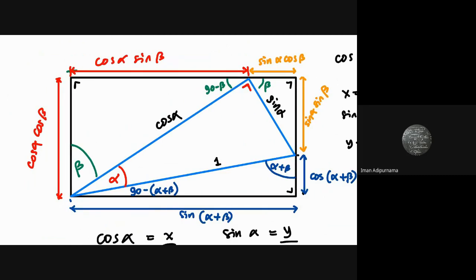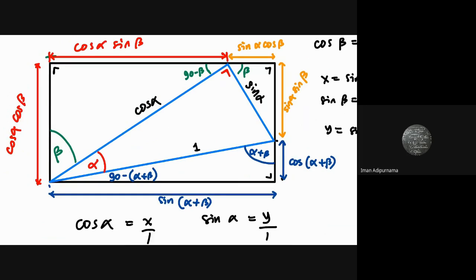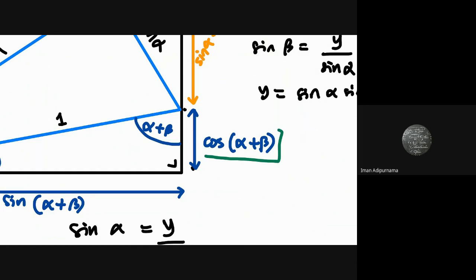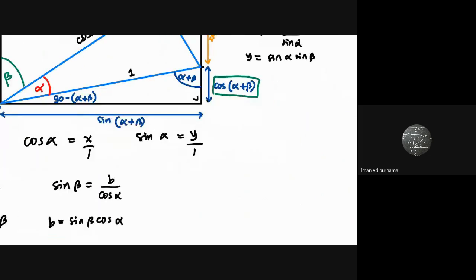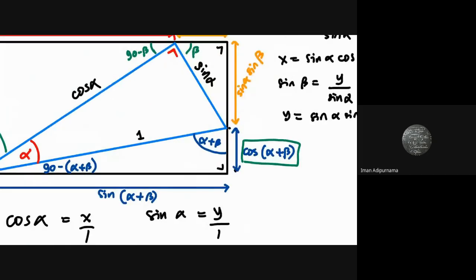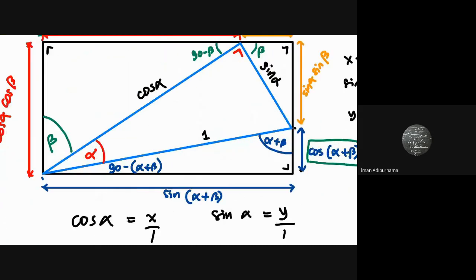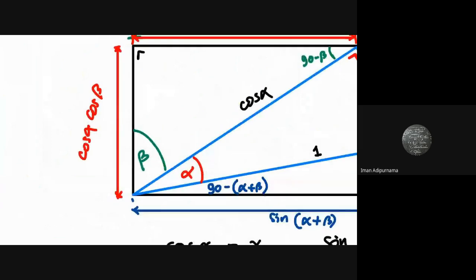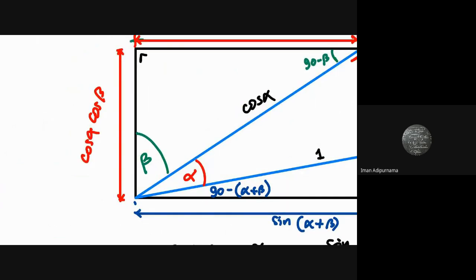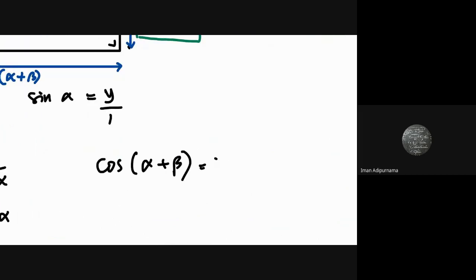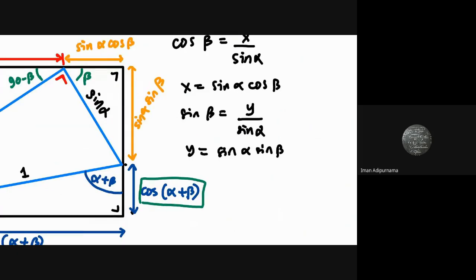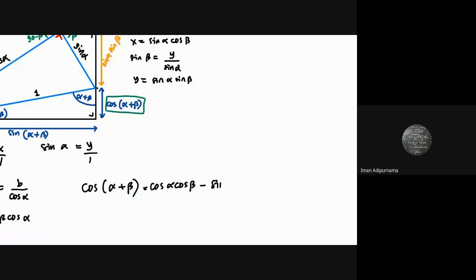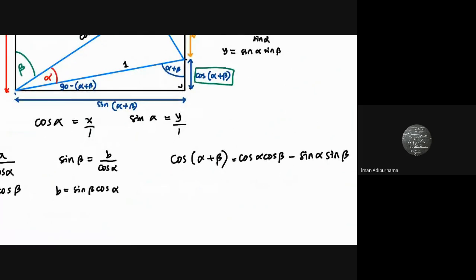So look here, this is the term that we want. Cos alpha plus beta, let me write here, cos alpha plus beta is equal to this line here, cos alpha cos beta, which is the full length of the rectangle, minus the yellow part, right? Okay, we got the first one. And the other part is the sine alpha plus beta.